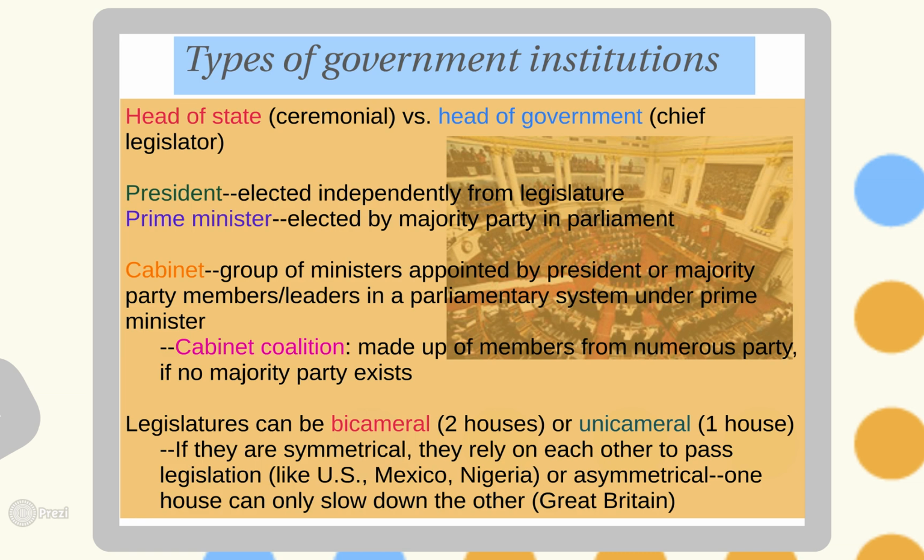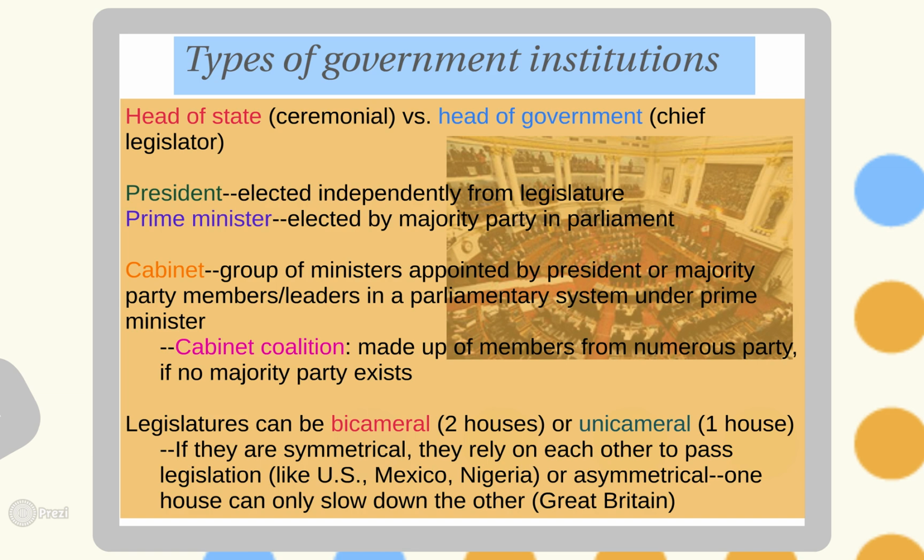You might have a president, a prime minister, or both, depending on if you're in a semi-presidential system or not. A president, the key difference here, is elected independently from the legislature. So like in the United States, the people and the Electoral College elect the president, not the House of Representatives or the Senate. In contrast, a prime minister is elected by the majority party in parliament. It's separate from the people, and so that's the key difference there.